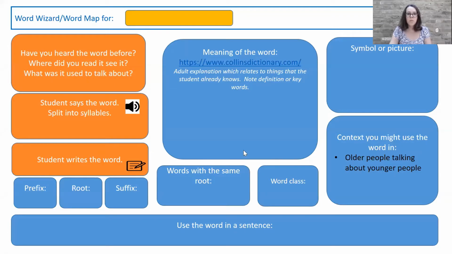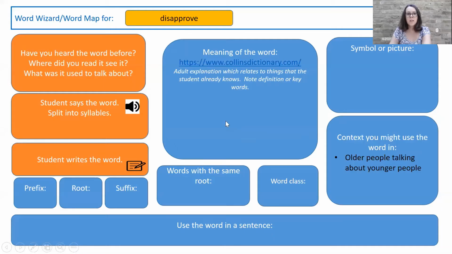You also want to make this process as interactive as possible, but remember that you're teaching the word, not testing them. So it's likely they're not going to know the word, and you might be deepening their knowledge of what that word is. I'm now going to talk you through using the word map with my example. So the word that I've chosen to explain to you and use as an example is disapprove.